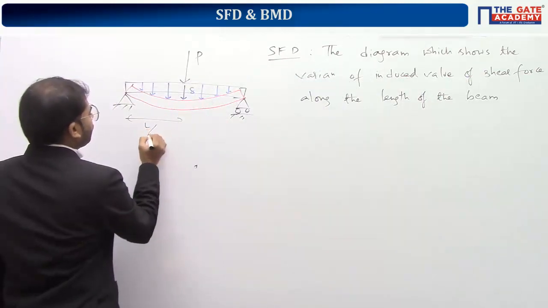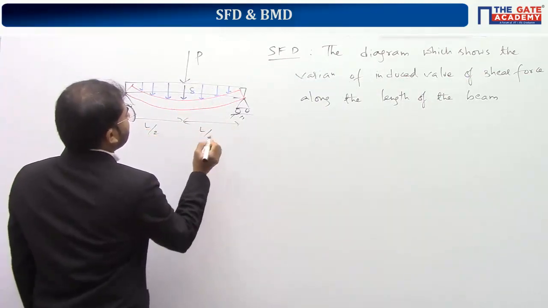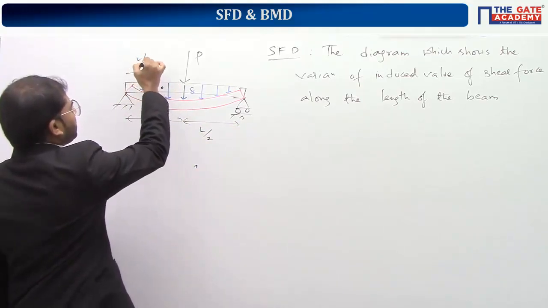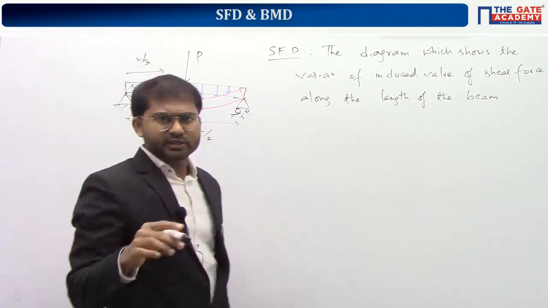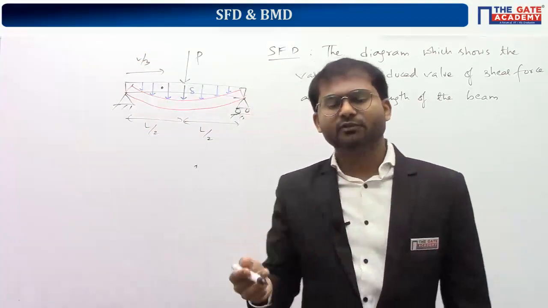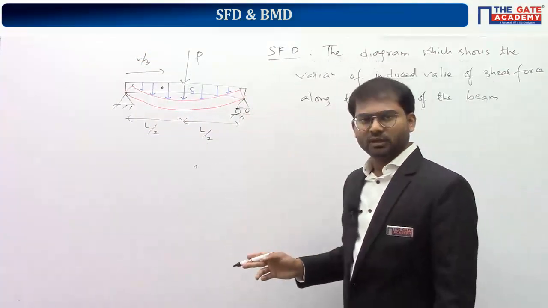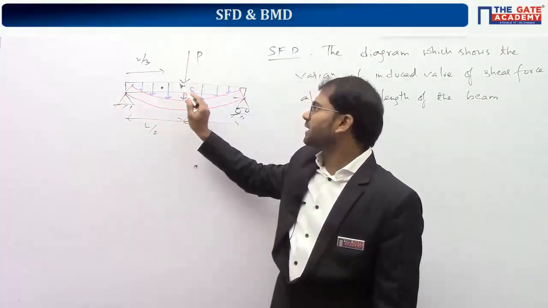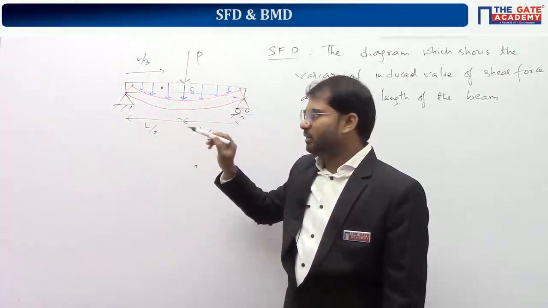For example, look here. Let's take this length equal to L by 2. This length is equal to L by 2. If you take a point at a distance of L by 3, at that location there is no force, either applied force or supportive force. Applied force is acting at L by 2, the center point.